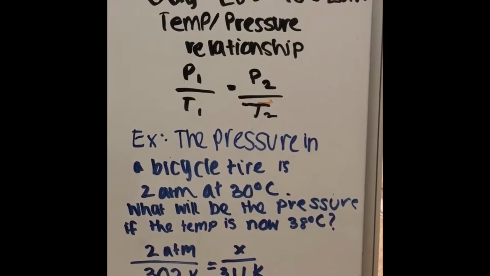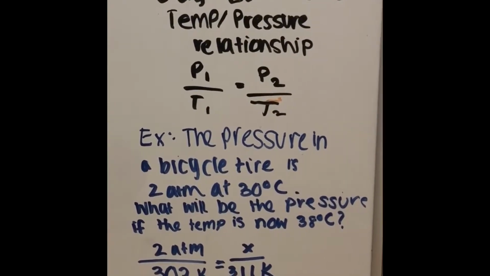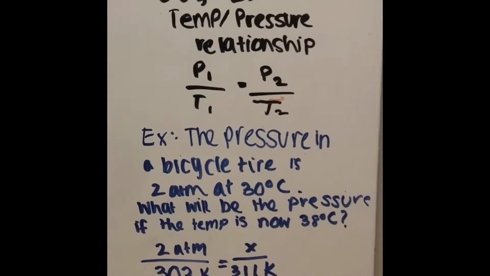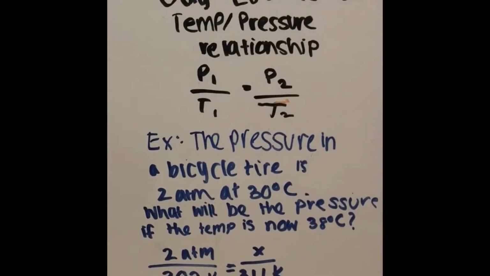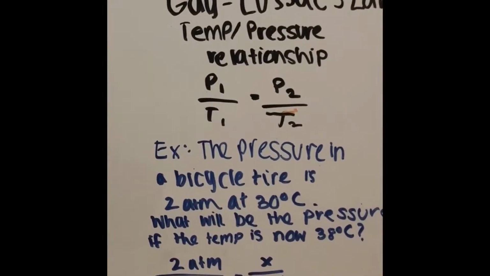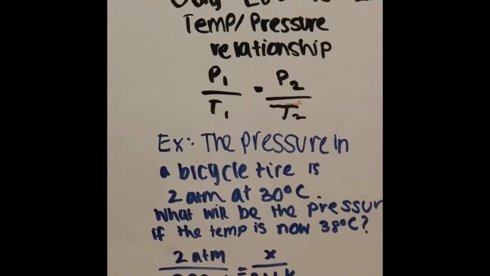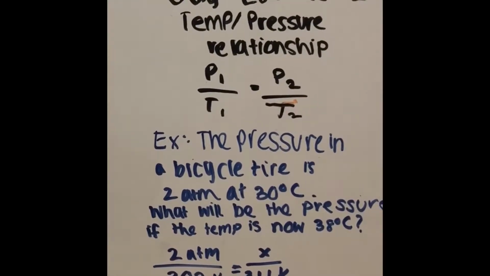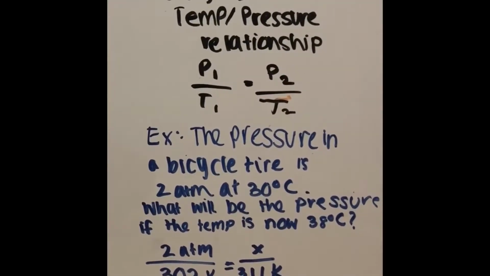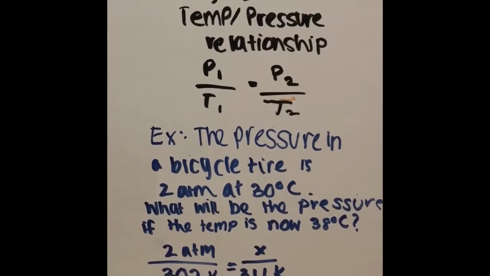Gay-Lussac's law is the temperature-pressure relationship, which is modeled by the equation P1 over T1 equals P2 over T2. An example of this law is: the pressure in a bicycle tire is 2 atm at 30 degrees Celsius. What will be the pressure if the temperature is now 38 degrees Celsius?